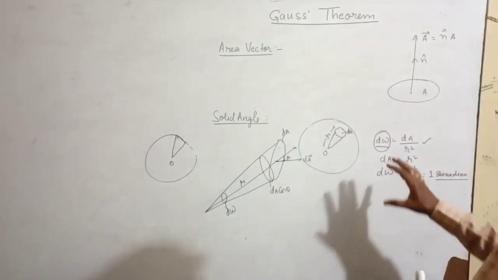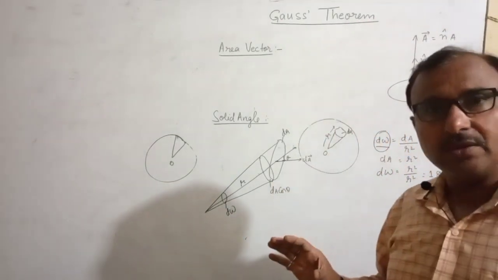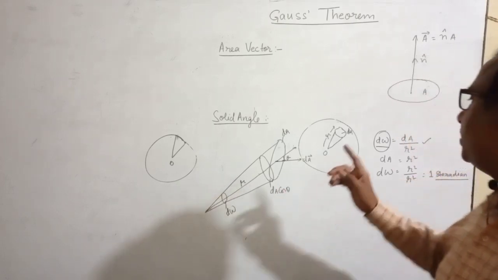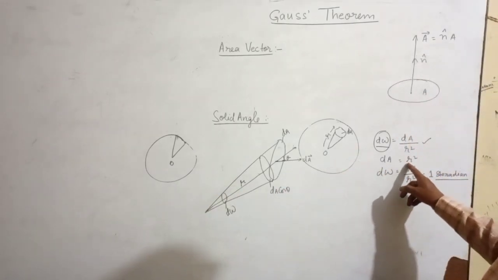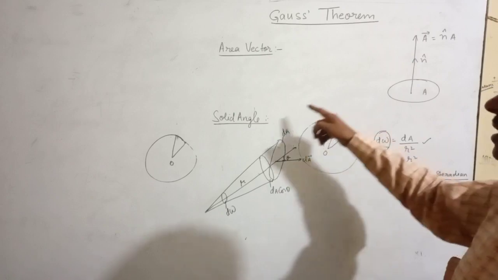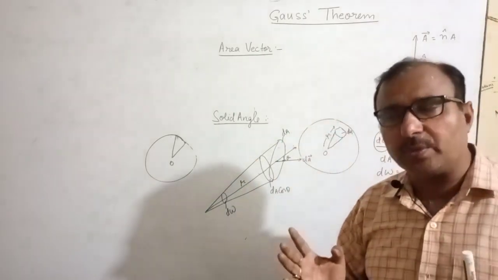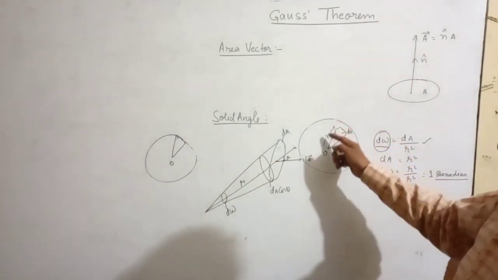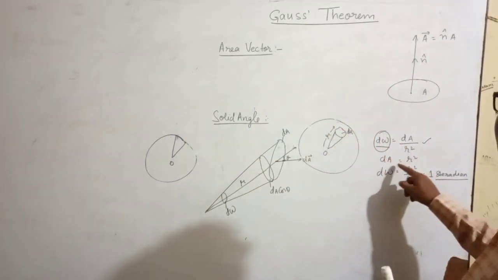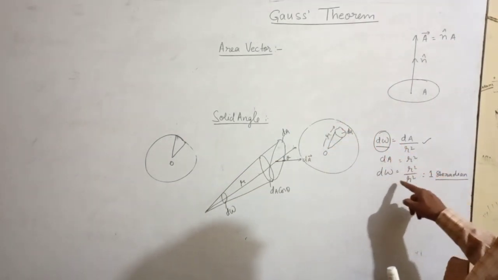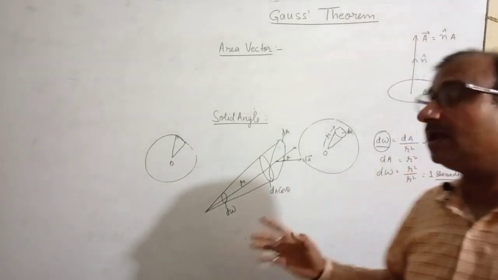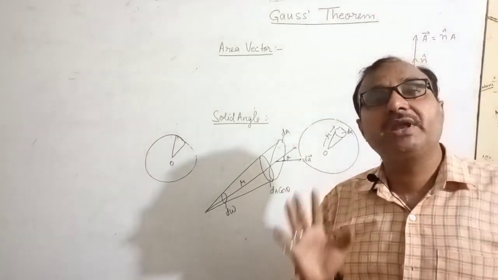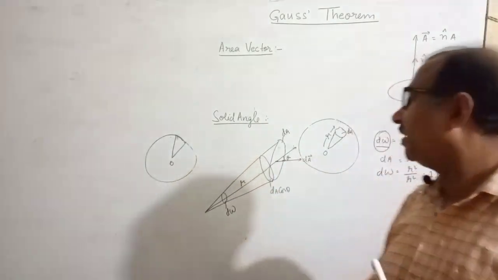Again I am repeating, if any part of the sphere has area equal to the square of the radius of the sphere, then in that condition the angle subtended by it is known as 1 steradian. Steradian is the unit of solid angle.